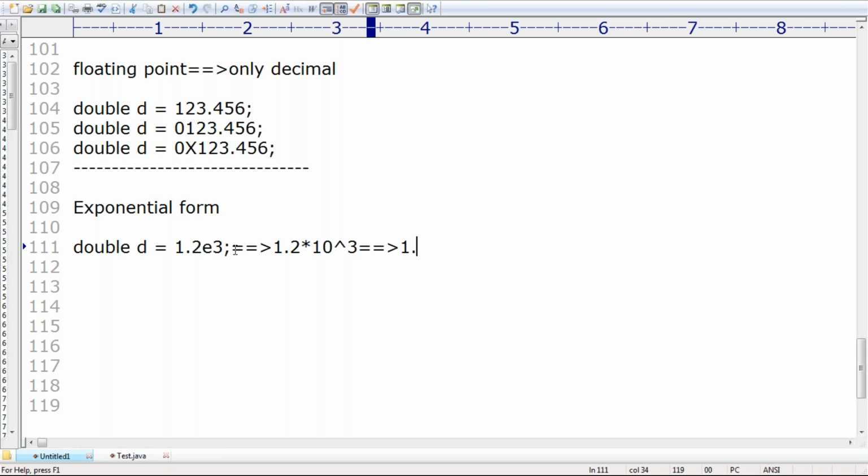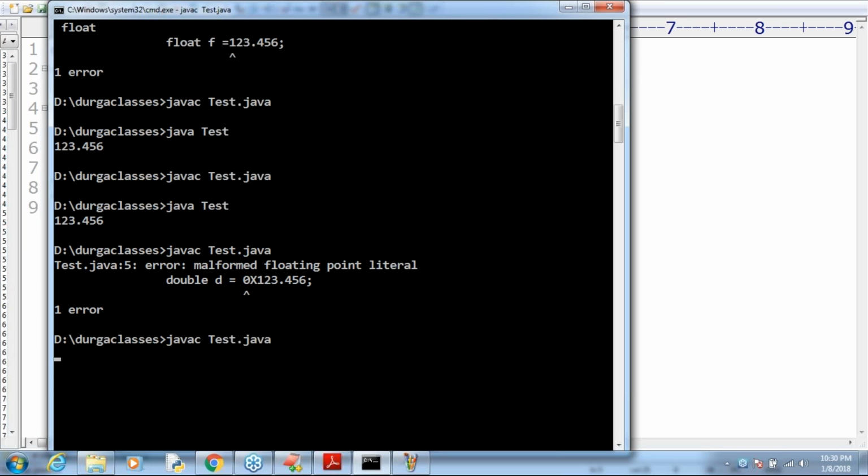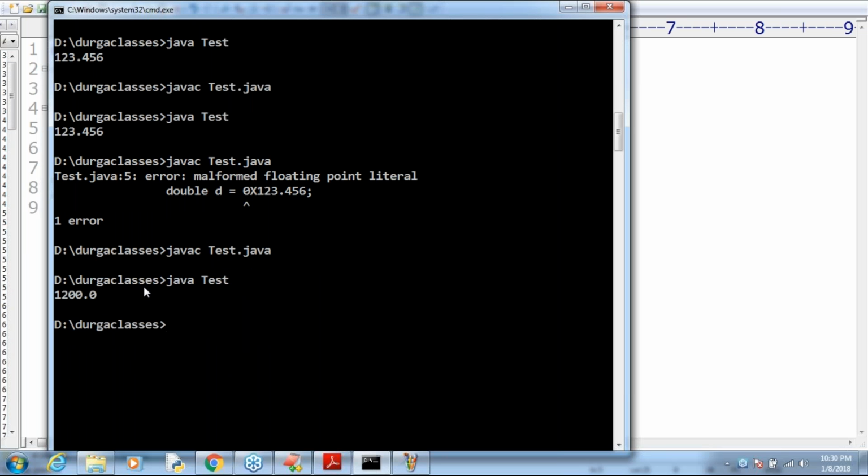1.2 into 1000, since 10 power 3 means 1000. What about its value? 1200.0. Perfectly it is valid. Remember that. double d equals 1.2e3, System.out.println of d. Valid. What is the output? 1200.0. Clear for all, okay?